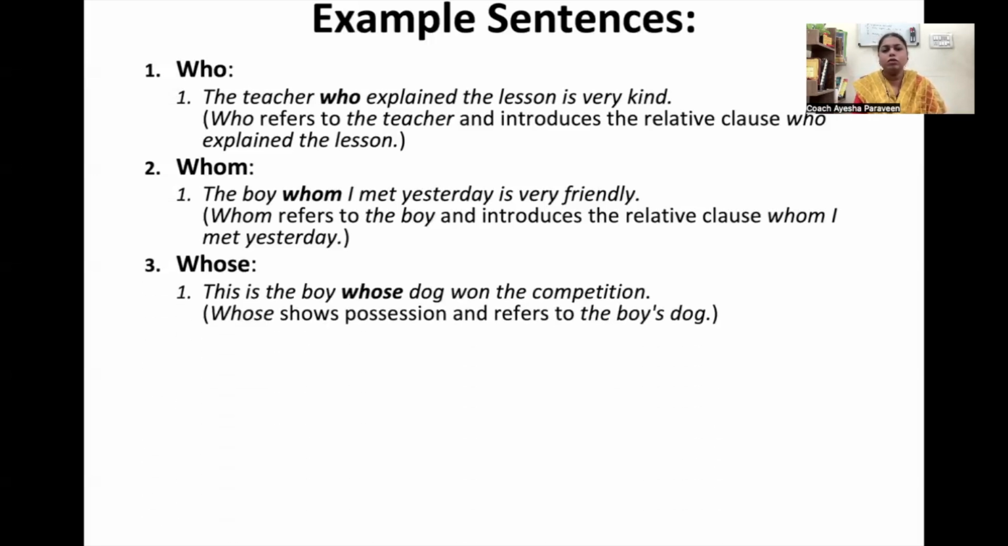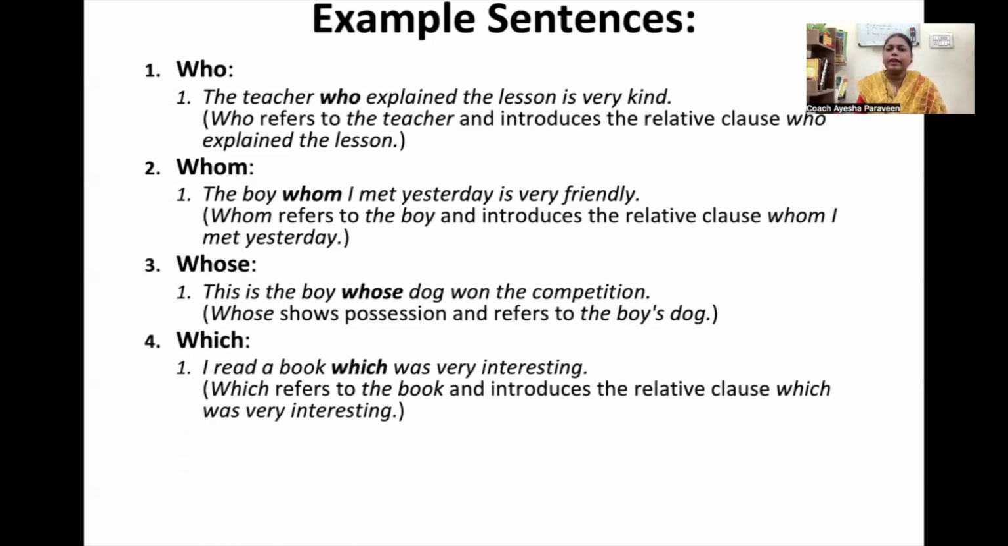Whose. This is the boy whose dog won the competition. As I told, whose we use when we are talking about somebody's possession. Whose shows possession and refers to the boy's dog. This is the dog. This is the boy. Boy is a noun. Now about the boy, we are talking about his possession. Whose dog won the competition? The boy whose dog won the competition.